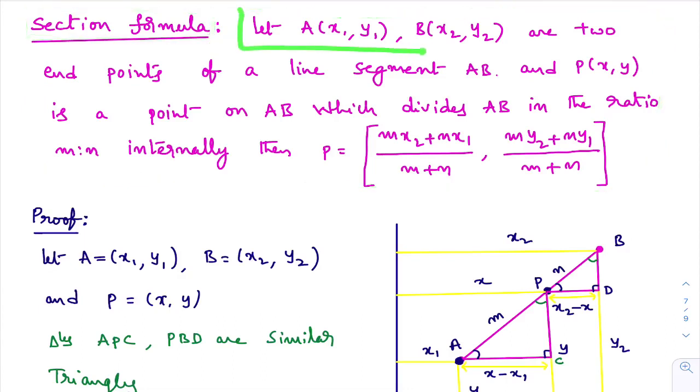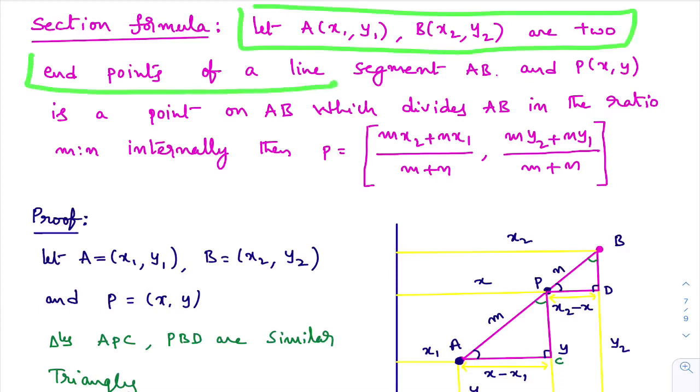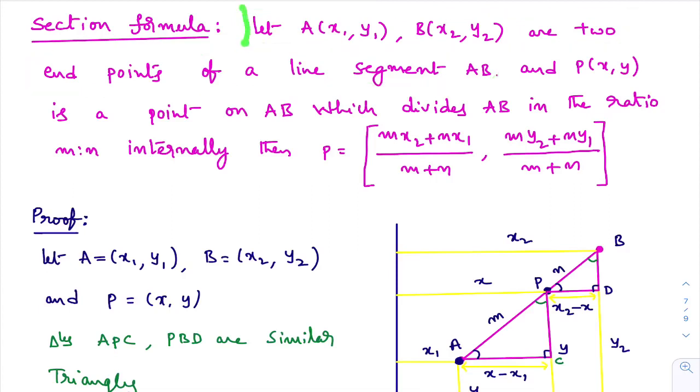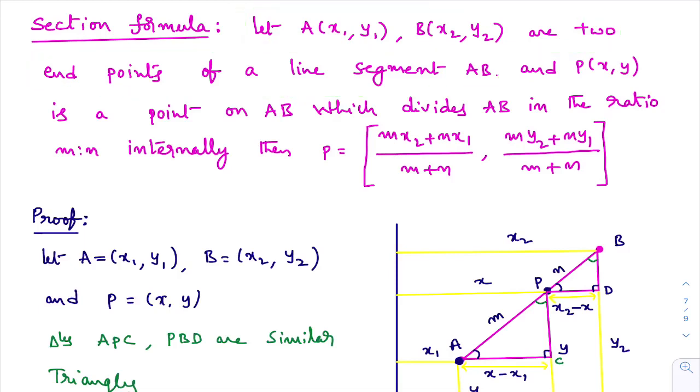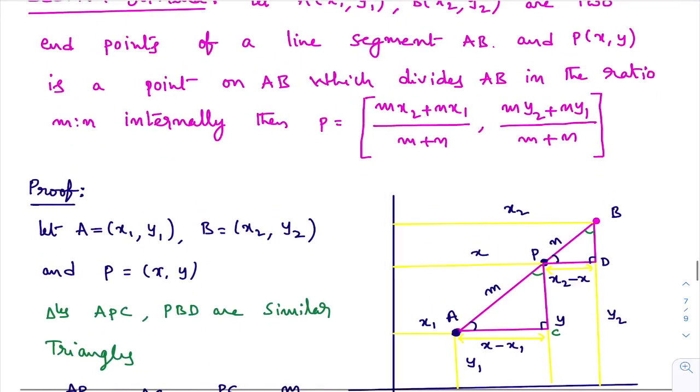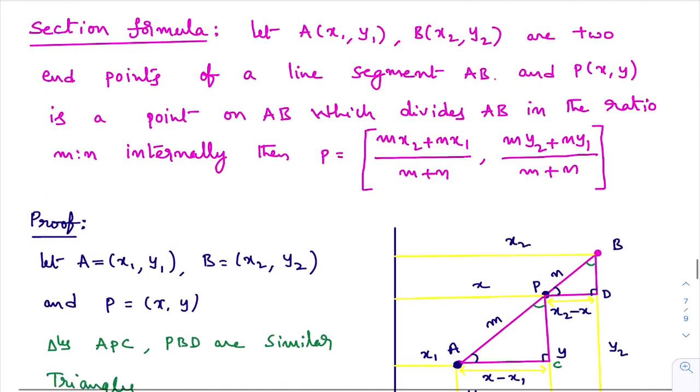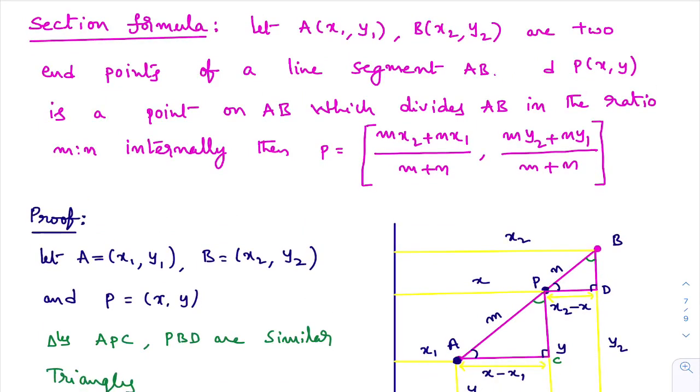You observe here, A is (x1, y1), B is (x2, y2), two endpoints of a line segment AB. What are they saying? A (x1, y1), B (x2, y2) are two endpoints of a line segment AB. You observe this diagram. In this diagram, here is the point A, here is the point B. AB are two endpoints of a line segment AB. Okay. And further what are they saying?